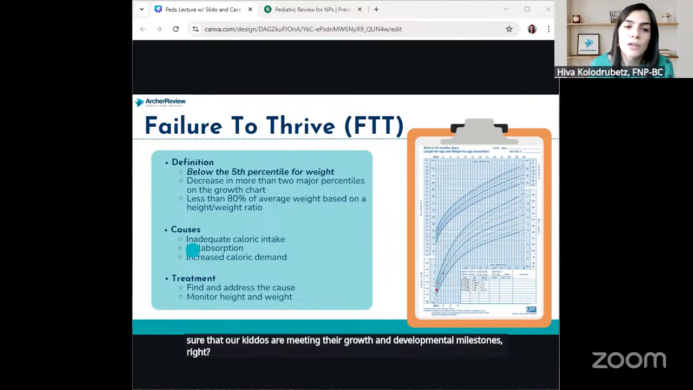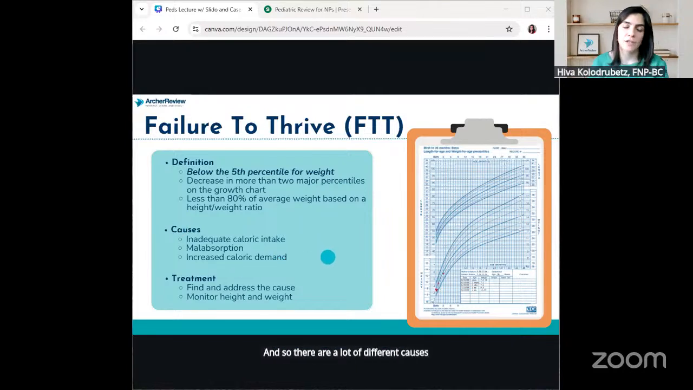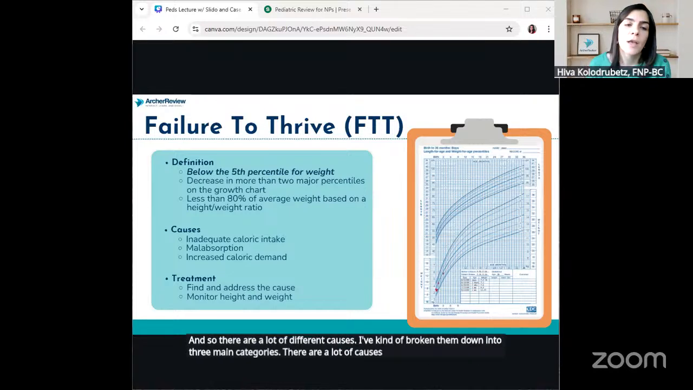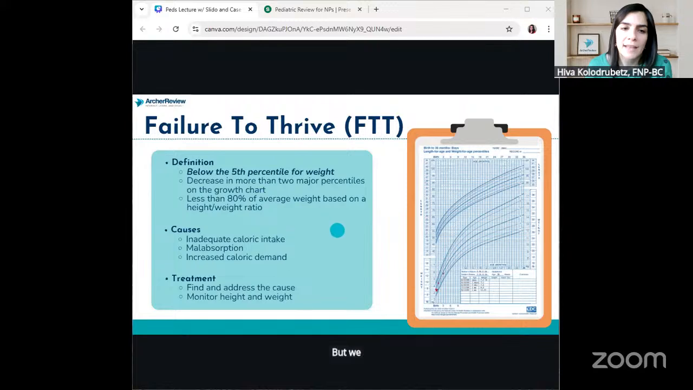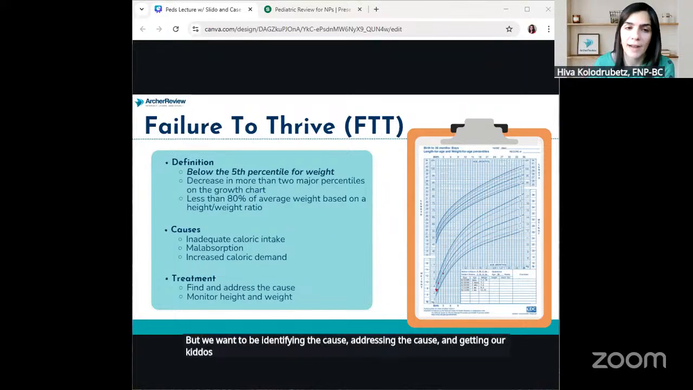And so there are a lot of different causes. I've kind of broken them down into 3 main categories. There are a lot of causes within each category, but we want to be identifying the cause, addressing the cause, and getting our kiddos back on track, right?